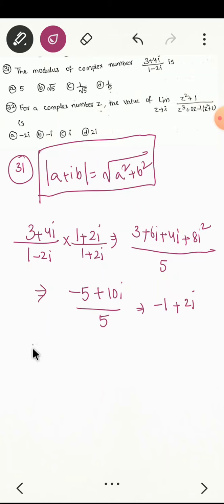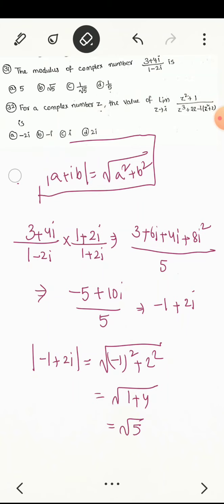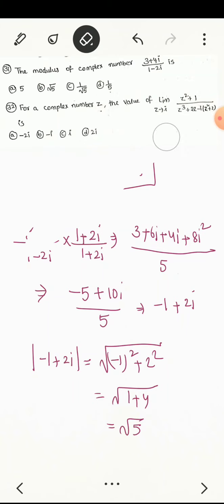Now the modulus of minus 1 plus 2i is root over a square plus b square. A is minus 1, squared, plus b is how much? ib is 2i, so 2 squared. So root over 1 plus 4, root 5. Option B is correct.